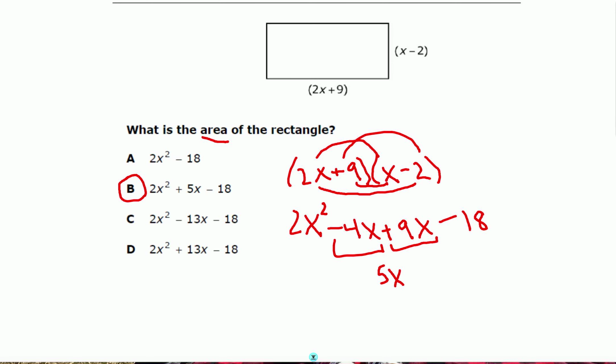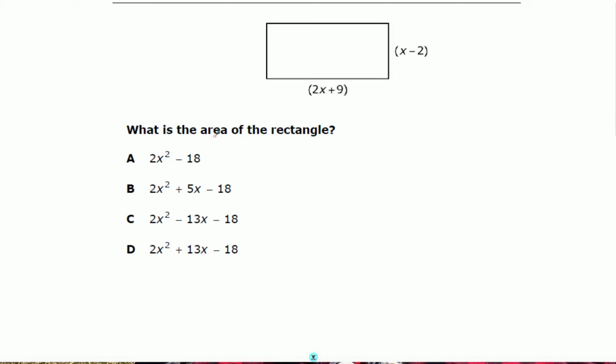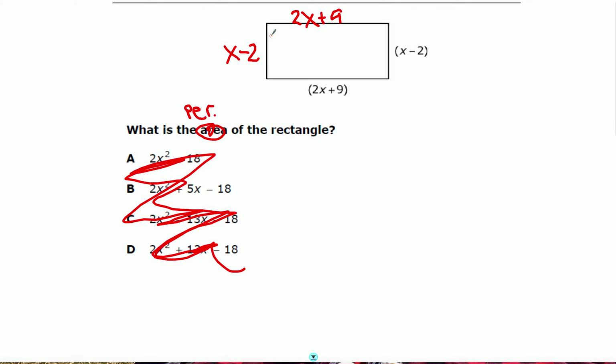So then if you were asked for perimeter, hypothetically, I'll abbreviate there. Perimeter would mean you needed to add all four sides. So if you were asked a perimeter problem sometime in the future, for perimeter I would need to add x minus 2 plus 2x plus 9 plus x minus 2 plus 2x plus 9. So if it were a perimeter problem, I wouldn't have x squared in the answer because I'm just adding all of those.